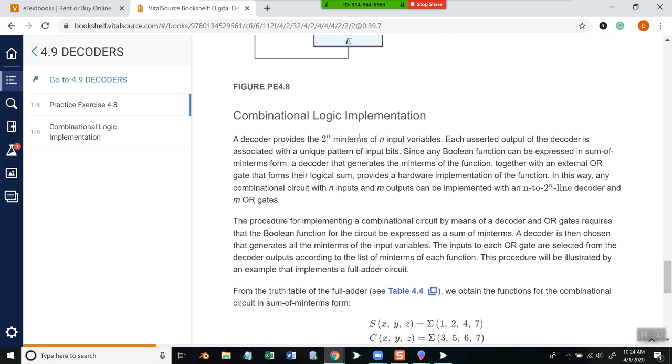Combinational logic implementation: a decoder provides the 2 to the n minterms of n input variables. Each asserted output of the decoder is associated with a unique pattern of input bits. Since any Boolean function can be expressed in sum of minterms form, a decoder generates the minterms of the function, and together with an external OR gate that forms a logical sum, provides a hardware implementation of the function. In this way, any combinational circuit with n inputs and m outputs can be implemented with an n to 2 to the n line decoder and m OR gates.